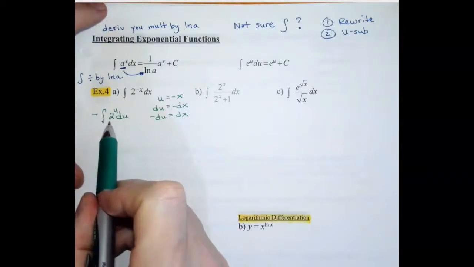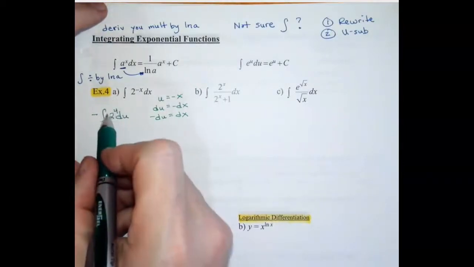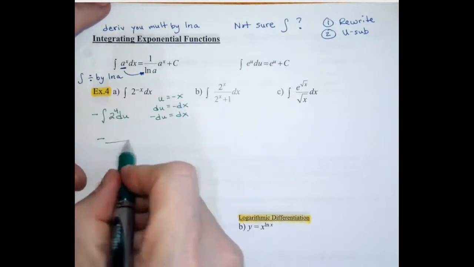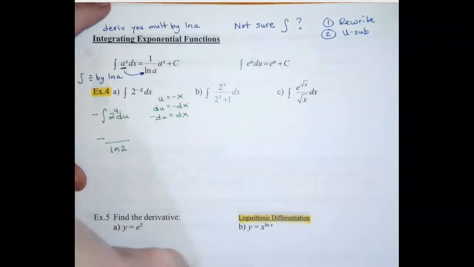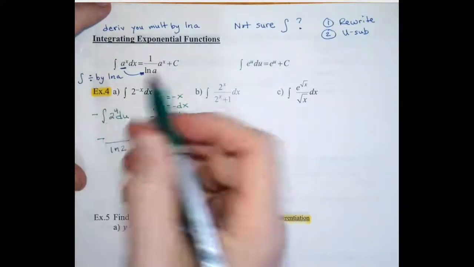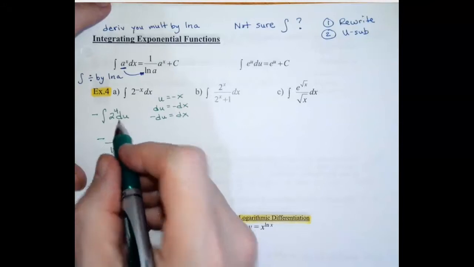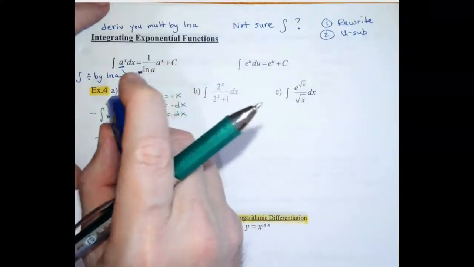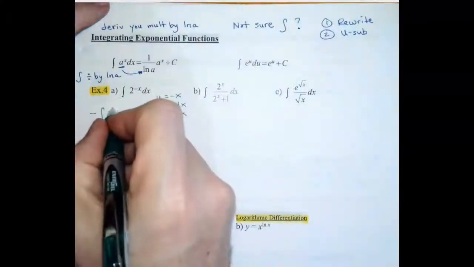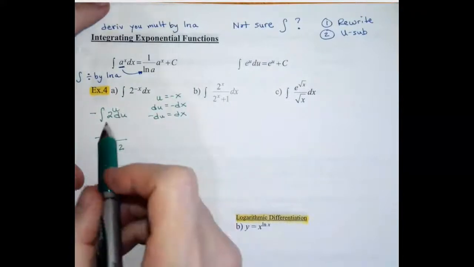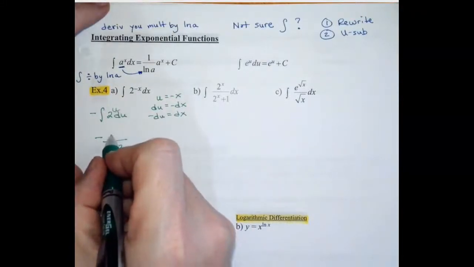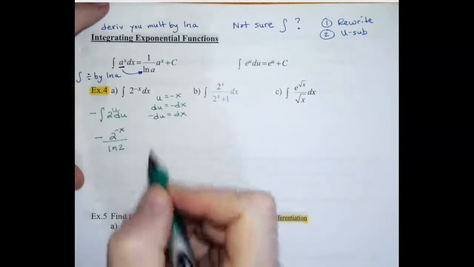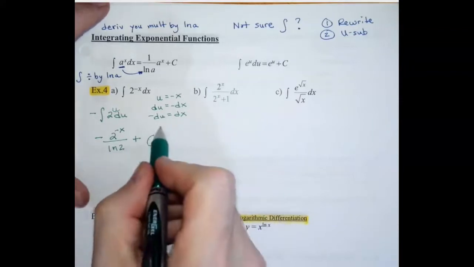Okay, so we're integrating. So first of all, that's negative. Now when we integrate this, we divide by the natural log of the base, and then we just write down whatever we have. That's u. So that's going to be 2 to the u, but I'm going to go ahead and just plug that back in. And then don't forget plus c.